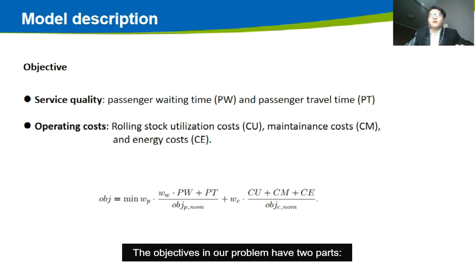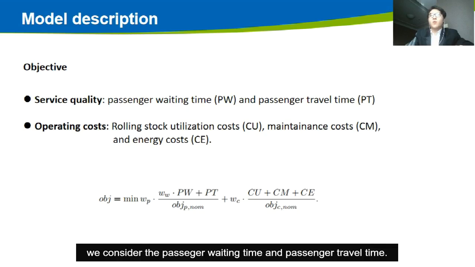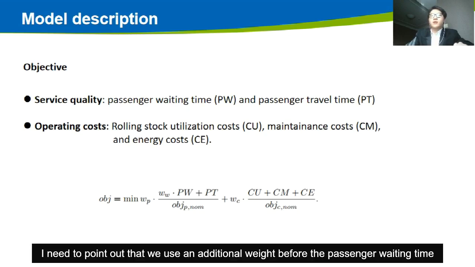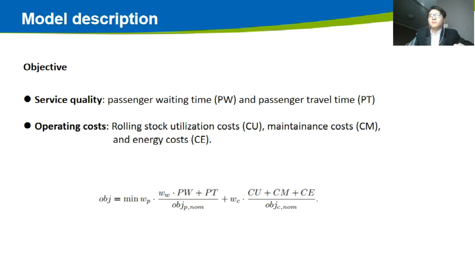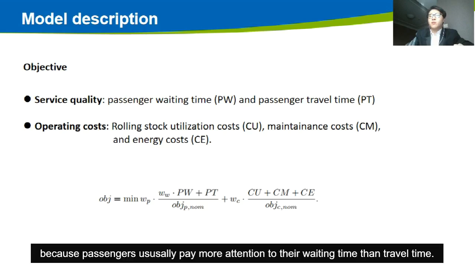The objective in this problem has two parts. The first is the service quality. We consider the passenger waiting time and passenger travel time. I need to point out that we use additional weight before the passenger waiting time, because passengers usually pay more attention to their waiting time than travel time.